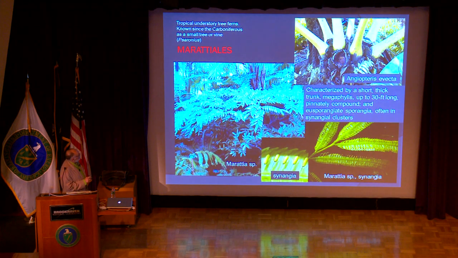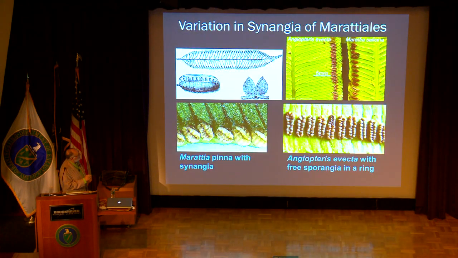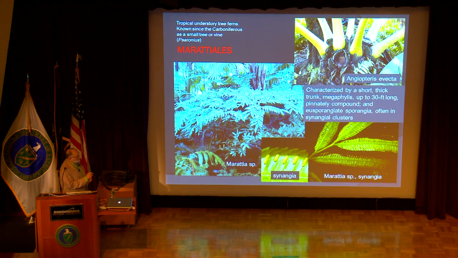Here's Marattiales. We don't see these up in our area. These are in the tropics and the subtropics. And they're huge ferns with a very short base. Short base over here, about a foot, maybe 2 feet high. Giant fronds coming out, megaphylls. They can be 30 feet long. And they're amazing. I'll show you a picture later.